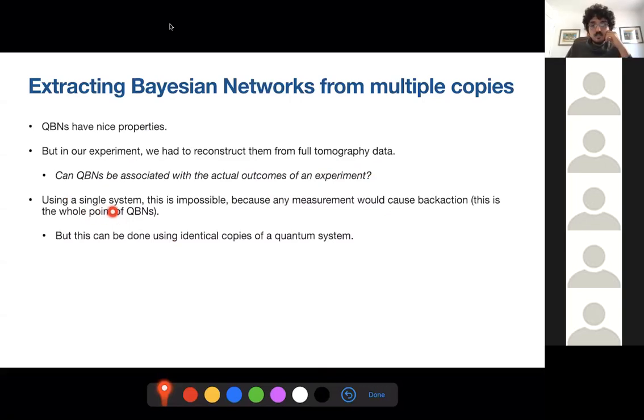If we want to have a single system, then this is impossible, because in that case we would fall back into the two-point measurement scheme. That's the whole point of using QBNs: for just a single system, there's nothing you can do. You always end up with the two-point measurement. But what we have recently shown is that you can actually do this if you use multiple identical copies. This is quite nice, because it means that you cannot obtain the Bayesian networks from the outcomes of a single experiment in a single system. But if you have access to multiple identical copies of a system, which we often do in practice, then you can actually associate the QBNs with these outcomes.